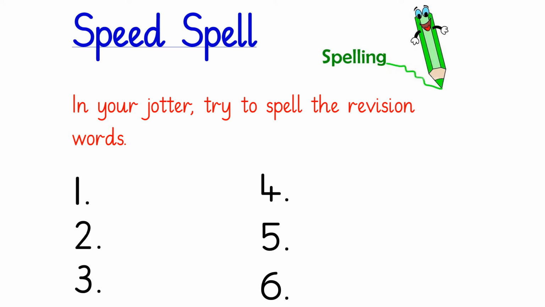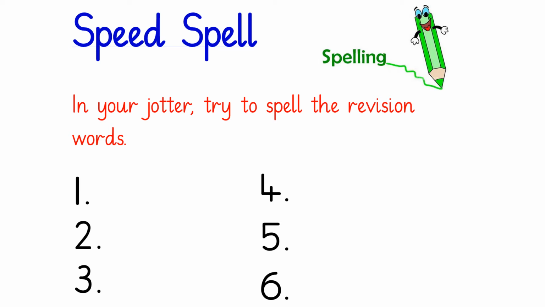Number 3, rustle. The leaves rustle in the wind. Rustle. Number 4, bustle. There's lots of bustle about town. Bustle. Number 5, thistle. The thistle is the Scottish emblem. Thistle.